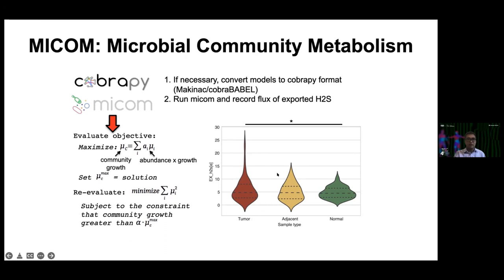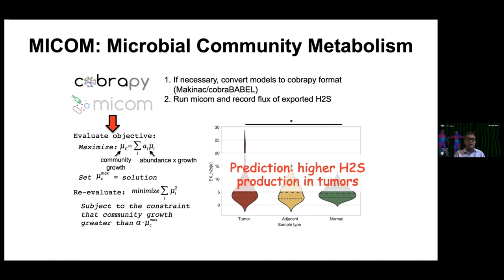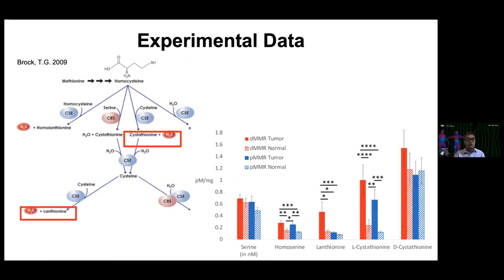And so running this tool allowed us to show that the tumor cells were more likely to generate H2S than normal or normal adjacent microbial communities, and allowed us to predict that there's higher H2S production in tumors. So experimentally, after testing that in MECOM, we managed to show that in fact, by measuring the amino acids, which are our surrogate of H2S production, because measuring H2S directly is a problem because it's very volatile.